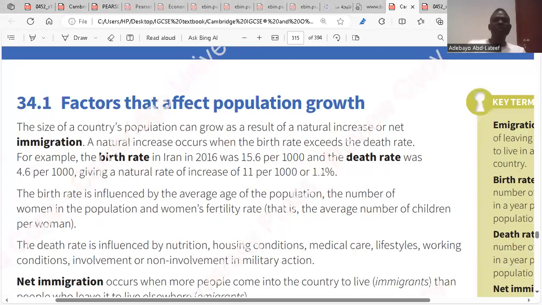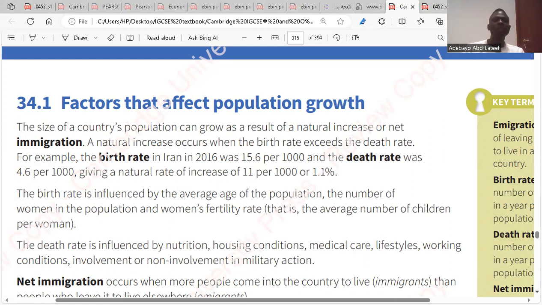They said the size of a country's population can grow as a result of natural increase or net immigration. When we talk about natural increase, we're talking about birth. And net immigration means the difference between the number of people coming in and going out of a country. I think you get the point there.